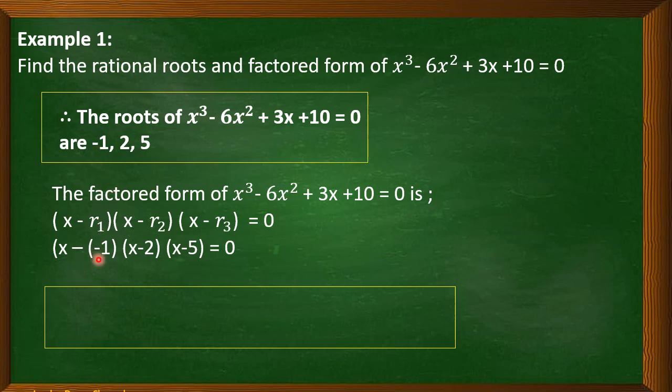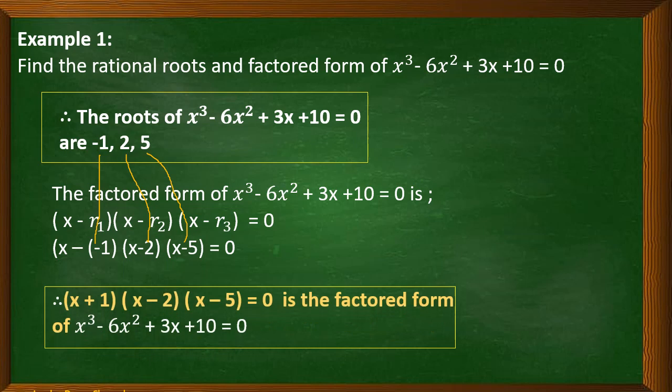So we'll have x minus negative 1. So just substitute. Then here we have x minus 2. Then we have x minus 5. So simplify further. Negative times negative is positive. So finally we have x plus 1 times quantity of x minus 2 times quantity of x minus 5. So this is now the factored form of x cubed minus 6x squared plus 3x plus 10 equals 0.